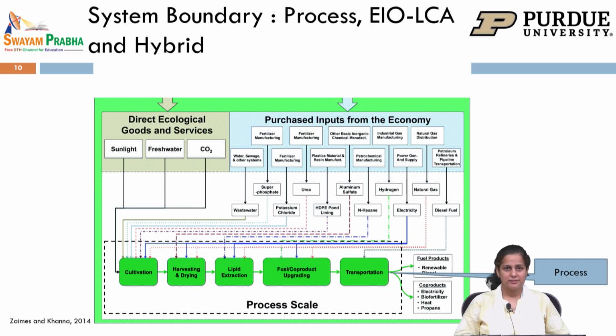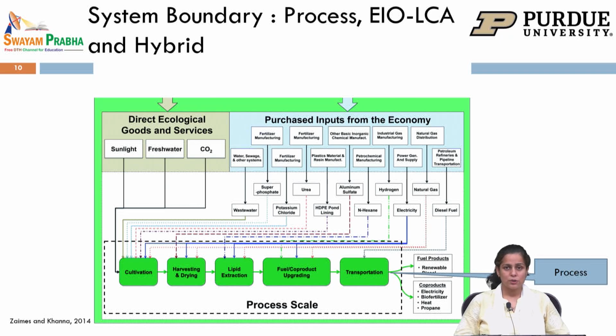However, we can see that this process requires a lot of upstream inputs, such as urea, superphosphate, water, potassium chloride, nitrogen, hexane, aluminum sulfate. All of these chemicals are inputs, and since these chemicals are also manufactured through some processes, these will also entail some environmental impact for the life cycle of algal biodiesel production. Hence, we also want to include the impact of these upstream processes that manufacture these chemicals.